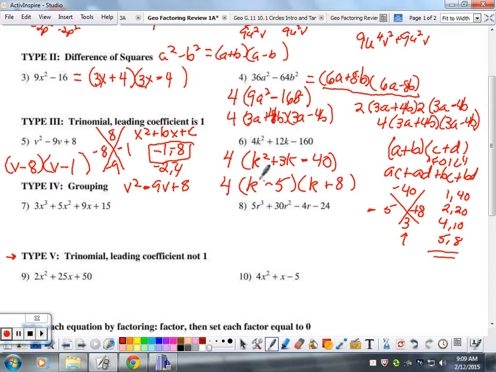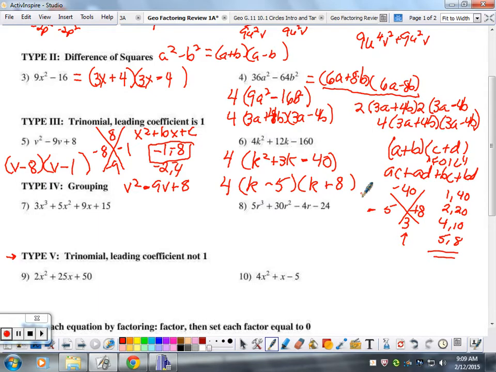And then I always check it. That's k squared plus 8k minus 5k. That's positive 3k. Negative 5 times 8 is negative 40. I still, to this day, do a quick check. It's very easy to mess up these signs. Very easy. Anybody ever done that before? Mess up the sign? Just me? Oh, okay.